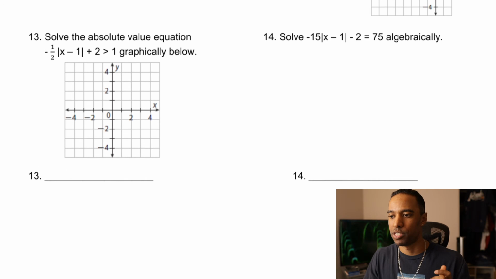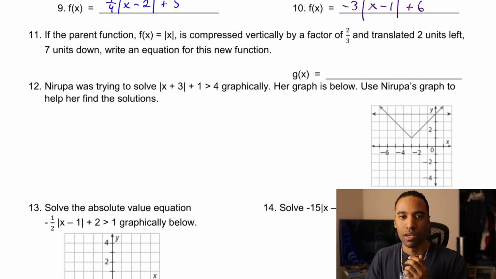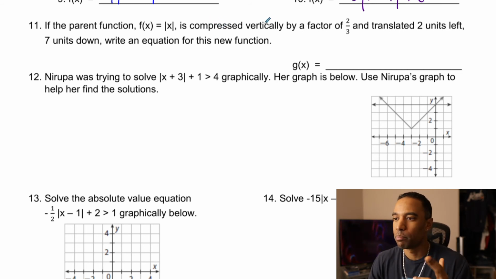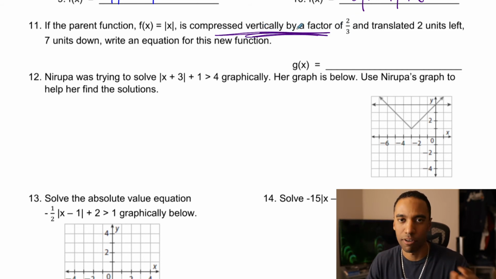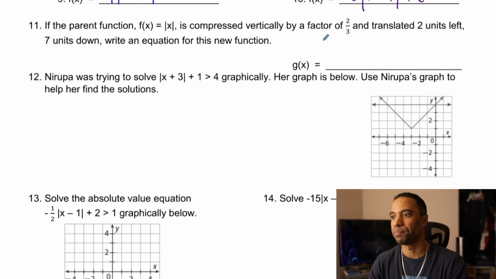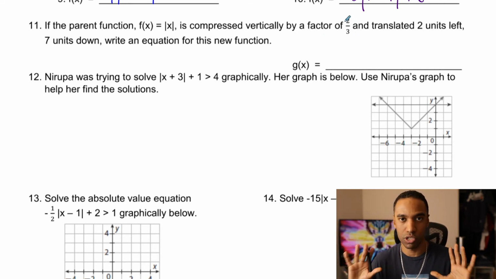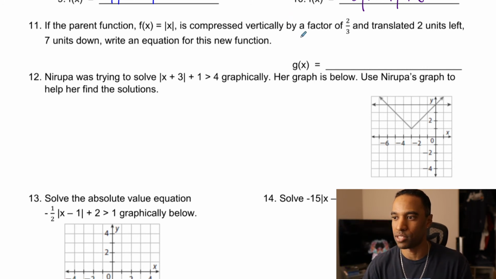All right, 11, 12, 13, 14. Four more problems here. Number 11: if the parent function f of x equals x is compressed, I use the word shrink, is compressed vertically by a factor of 2/3. Hey, they use the same verbiage, so that should help. If it shrinks vertically by a factor of 2/3 and is translated 2 units left, 7 units down, write an equation for this new function. All right, well, 2/3 compressed vertically, it's your slope, but it's also your stretch factor. That's what a actually is. A is 2/3 there.